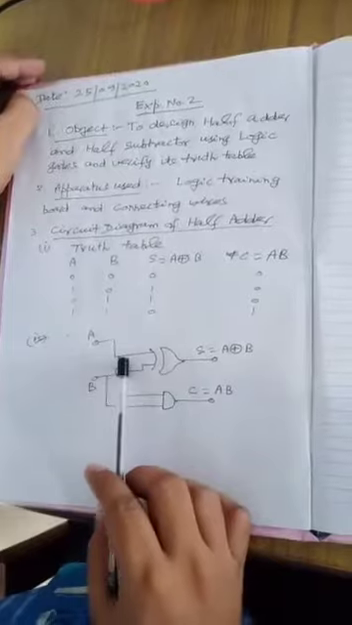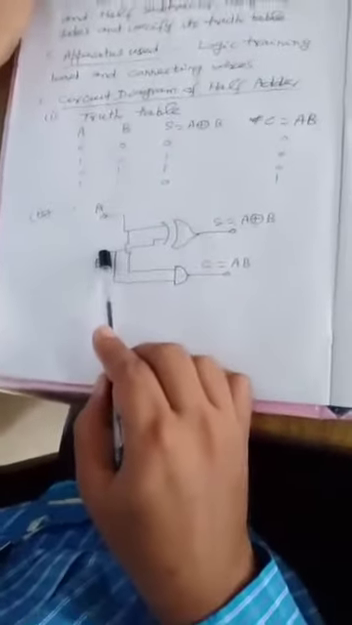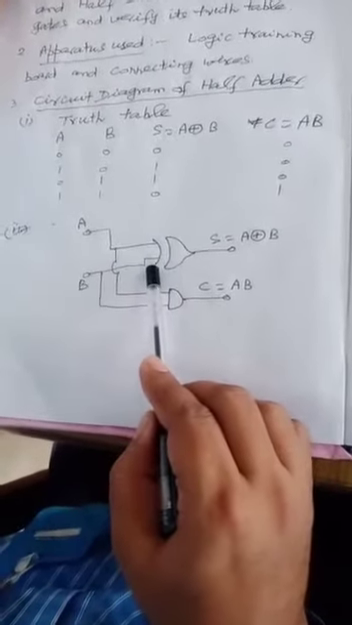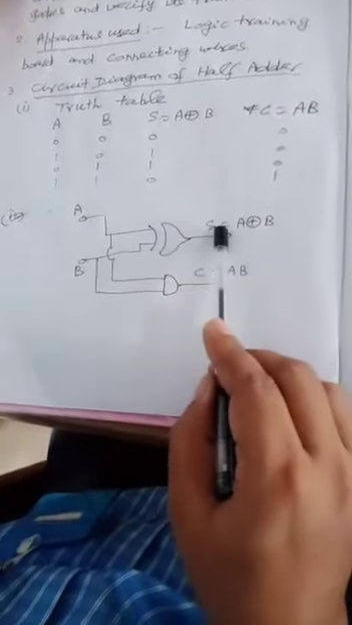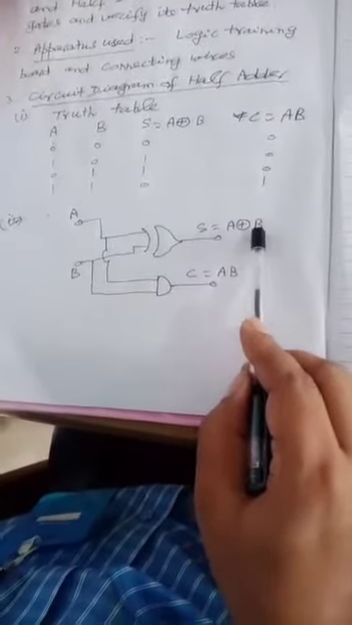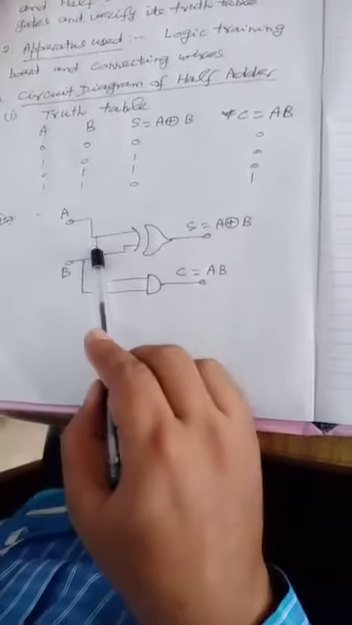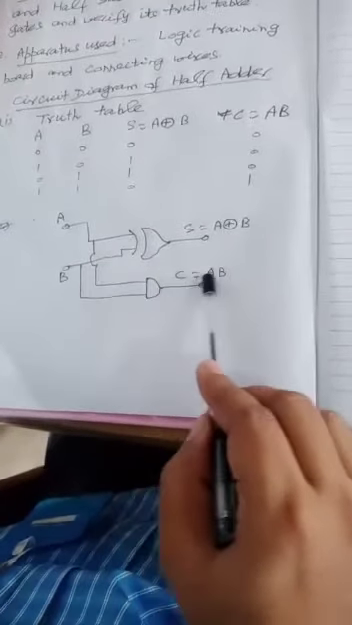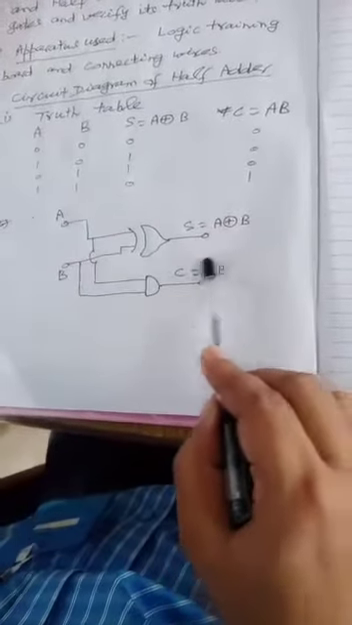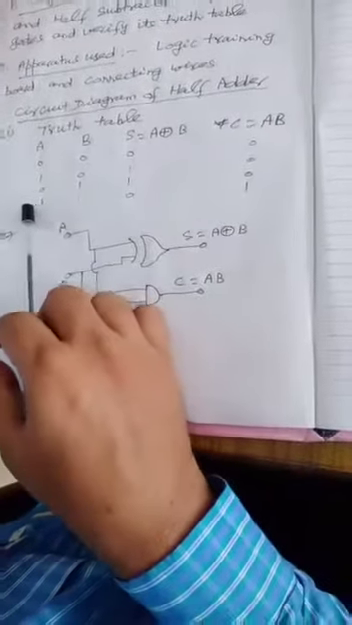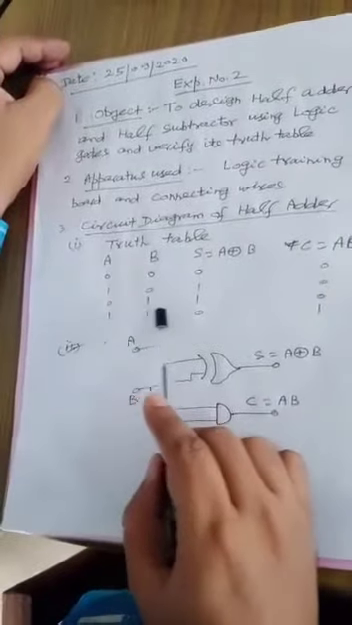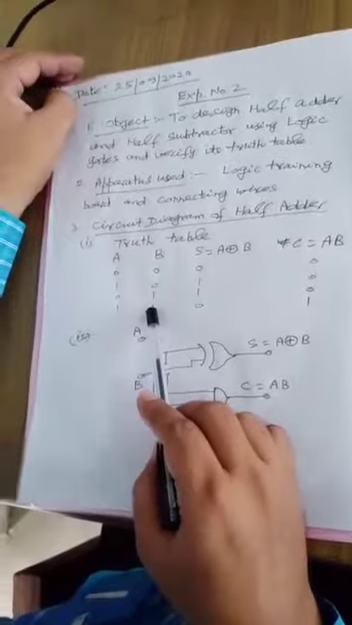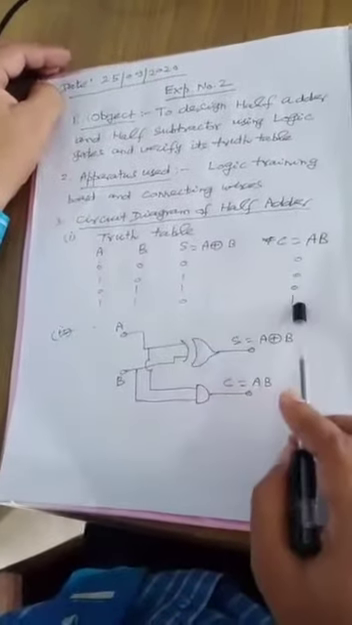See, this is the circuit diagram. Here A and B are two inputs. Its input is connected to the input of the exclusive OR gate and its output is sum is equal to A exclusive OR B. Now we connect A and B with the AND gate. It gives the carry AB. First we verify the fourth condition of the truth table, that is when A is 1, B is 1, sum is 0 and carry is 1.